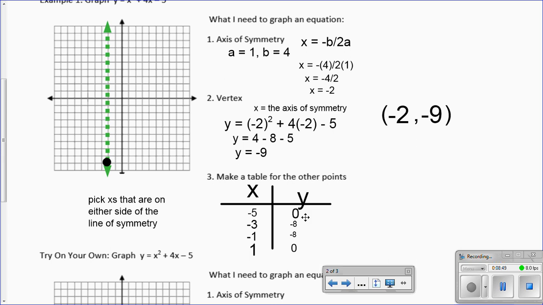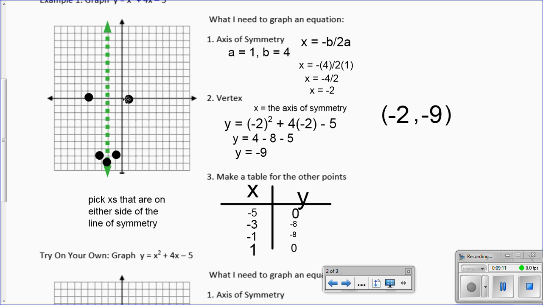So I got negative 5, 0, negative 3, negative 8, negative 1, negative 8, and 1, 0. If you notice that negative 5 and 1 both cross the x-axis at 0, okay? Or when y is 0, whatever. It's because they have the same y value because they are equidistant from the axis of symmetry.